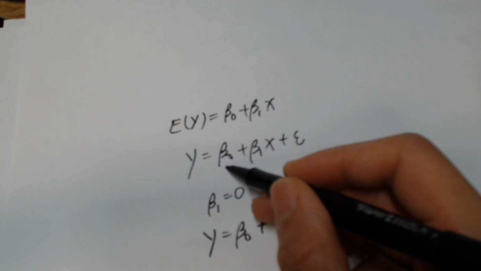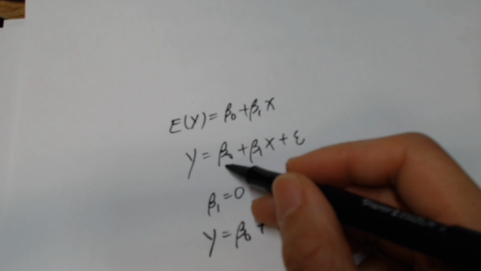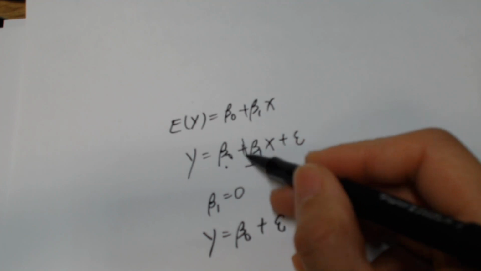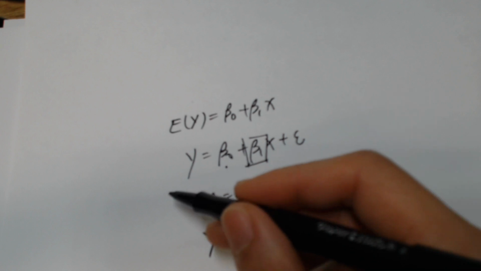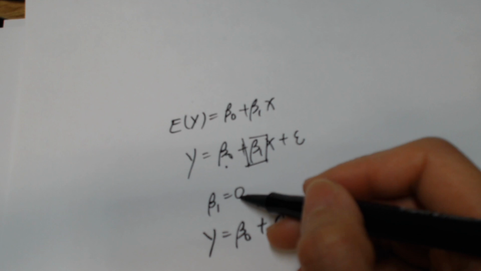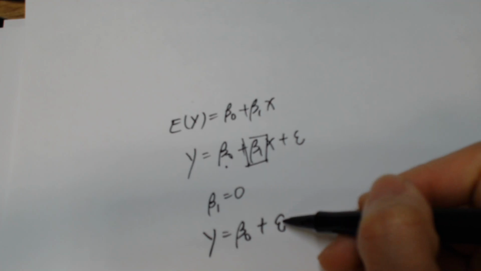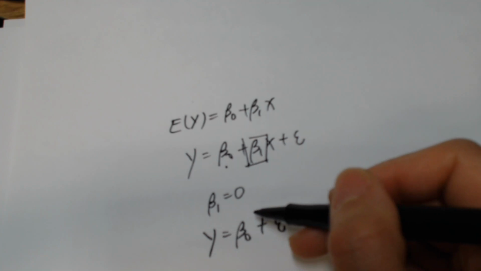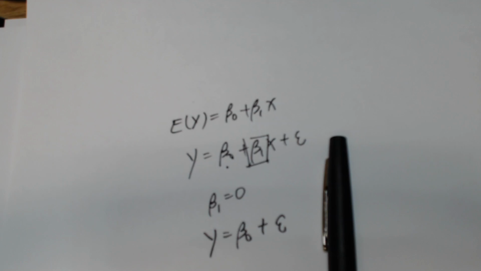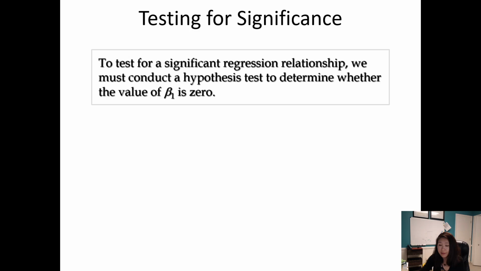We are not testing beta 0 because beta 0 won't indicate a relationship between x and y. Beta 1 is the one that indicates how x and y are related. The reason we're testing 0 is because if beta 1 equals 0, that indicates x and y have no relationship. So that's why when we are doing the hypothesis testing here, we are testing beta 1. Keep in mind two very important points. First, we are testing beta 1, not b1. Second, we are testing whether beta 1 equals 0 or not.